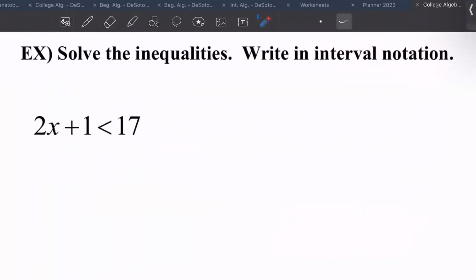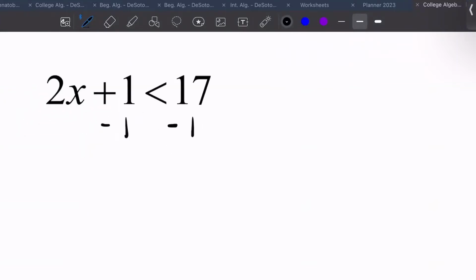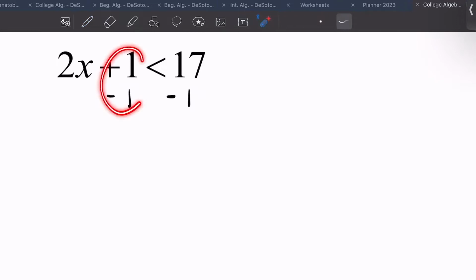Okay, so this says solve the inequalities and write in interval notation. So we don't have to put these on the number line. If that helps you at all, then go ahead and do it, but you don't have to. All right, so we just need to solve this inequality. Okay, we're going to solve it the same way that we solve equations, except there's no equal sign. All right, so we're isolating x. All right, so we are going to subtract 1 from both sides because we're trying to get x by itself. So that created 0 here.